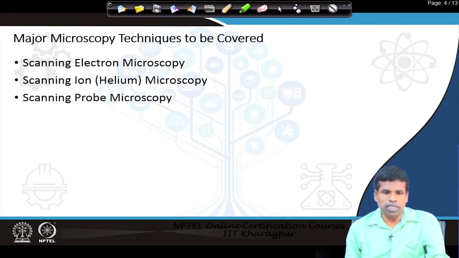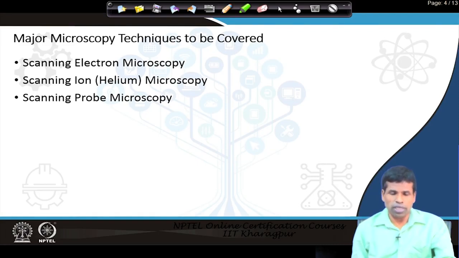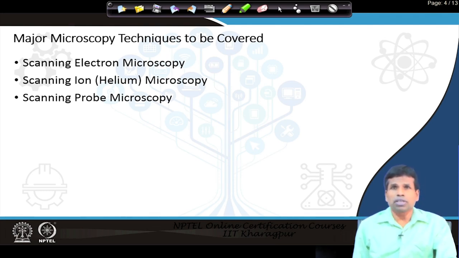Let's go to three major microscopic techniques that will be covered in this course. First will be scanning electron microscopy, then scanning ion microscopy, in particular helium ion microscope, then scanning probe microscopy. So, in each case, I will be covering the basic principle, different parts and their functions, how signals are obtained using this technique and used for constructing images, how different parameters are varied to get the desired information, and how samples are prepared to be examined under these microscopes. And all these microscopes provide us three-dimensional images.